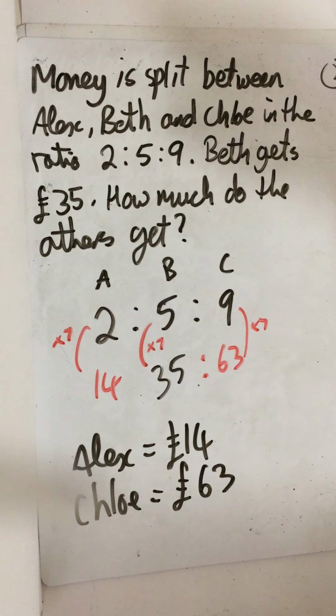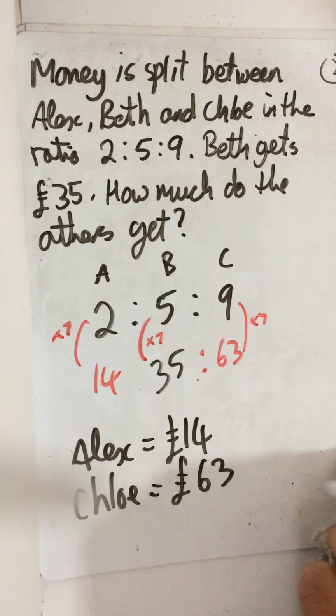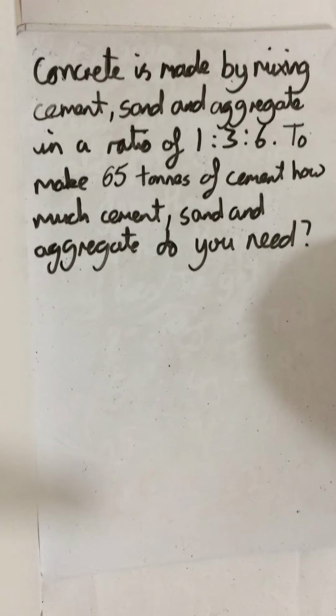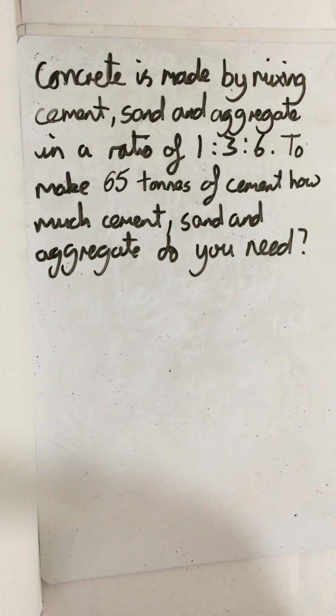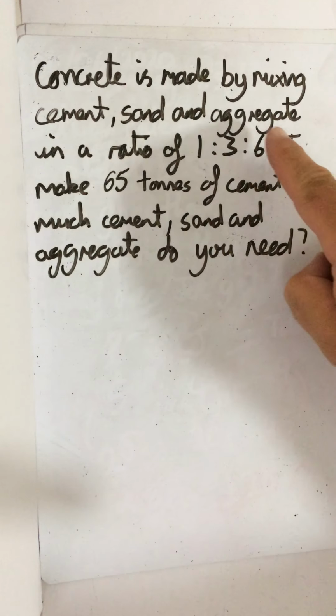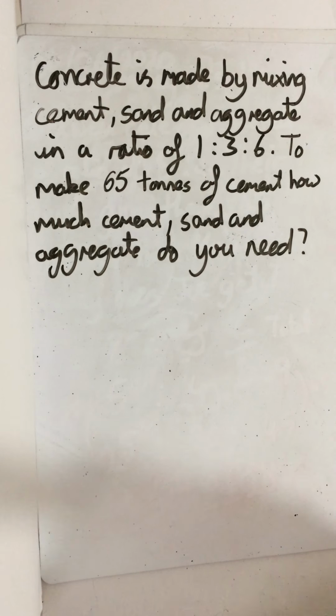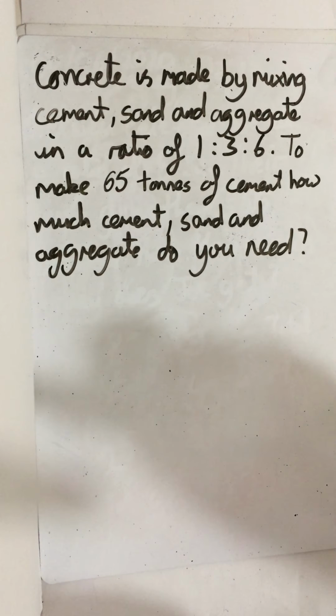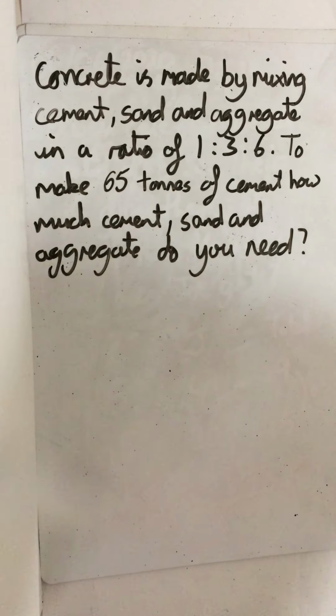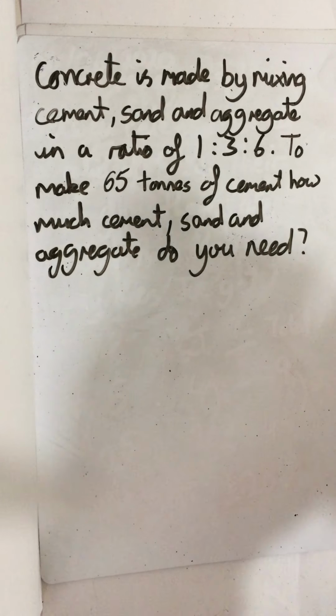Let's mix it up and have a go at this one next, I think. Concrete is made by mixing cement, sand and aggregate in a ratio of 1, 3 and 6 to make 65 tons of cement. How much cement, sand and aggregate do you need? Okay, pause the video while you work that out, and then we'll quickly go through it.